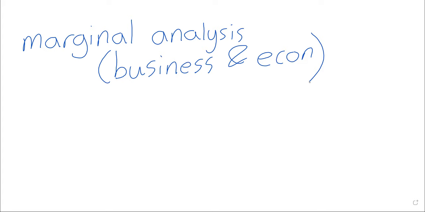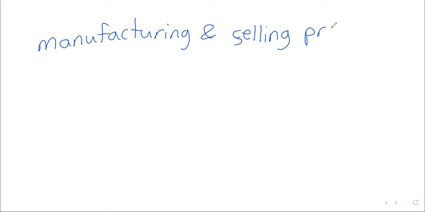So let's say that you are manufacturing and selling products. This is how marginal analysis is traditionally presented. You don't have to literally be manufacturing the objects in a factory. You are acquiring objects and then you are selling them. We normally think of that as a manufacturing process, but you could also be buying products at a bulk price and then selling them, anything where you get products and then sell products.